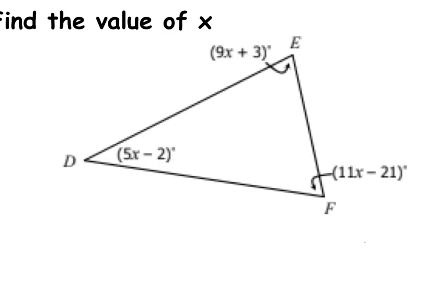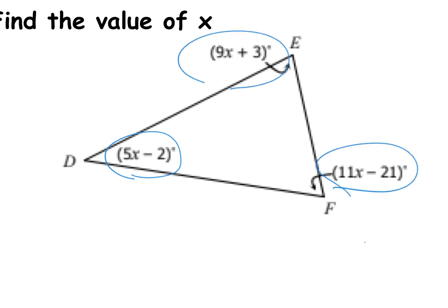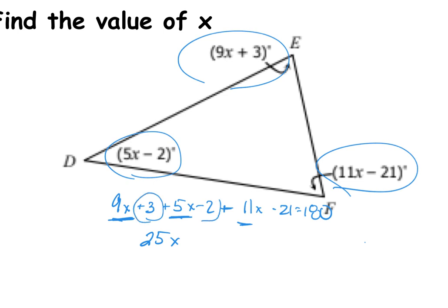All right, this one works kind of the same way except for we don't have to classify it. But I know all three of these have to add up to 180. So we're going to set up our equation. We're going to add up all three angles, and we're going to set it equal to 180. From here, you're going to add up those like terms. So we have a 9x plus 5x plus 11x, and that's going to give me 25 x's. And then I have a 3 minus 2 minus 21, which is a negative 20, and that's supposed to equal 180. Add my 20 to both sides, I get 25x equals 200, and then I'm going to divide by 25 and get 8.